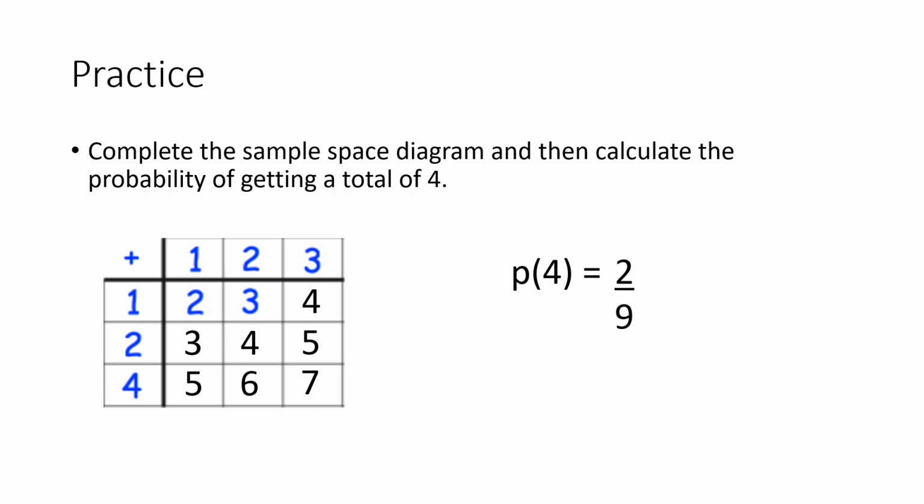You then got asked to work out the probability of getting 4. Well, the probability of getting 4 will be the number of ways you get 4, which is twice. So I could get a 1 and a 3 or a 2 and a 2, over the total number of outcomes possible, of which there are 9. 3 by 3 is 9, so the probability of getting a 4 is 2 out of 9, which again doesn't cancel down and become simpler.